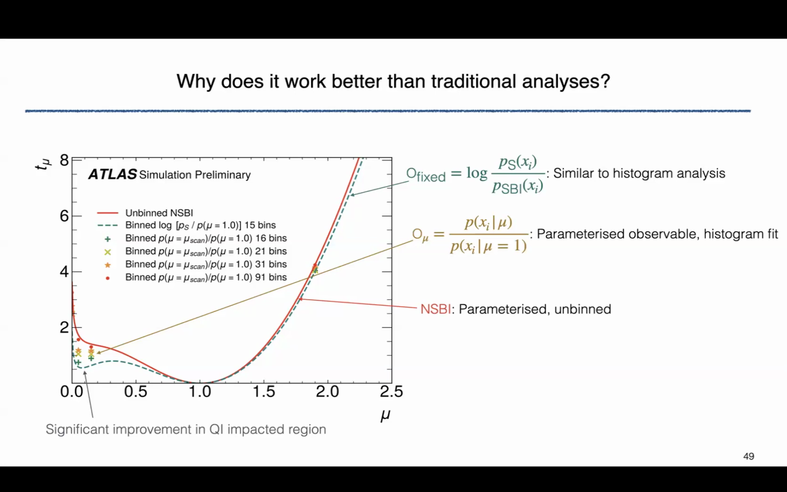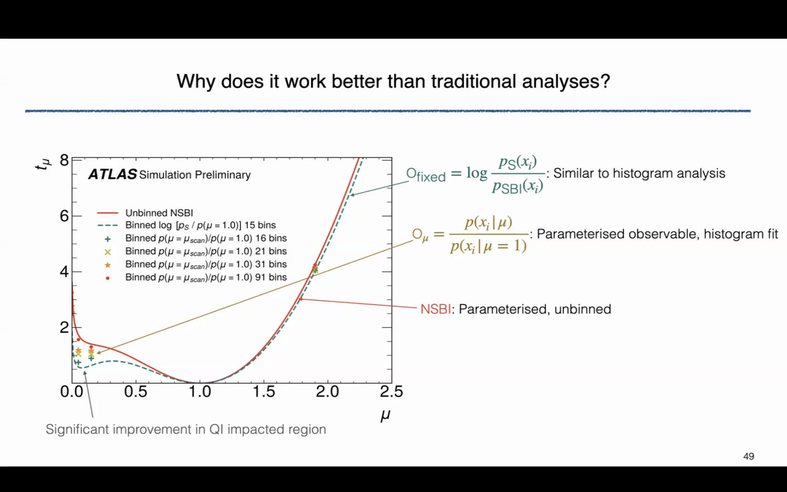So here we design the correct observable for each value of mu we're testing. So you can see here the green plus uses an appropriate observable, so it outperforms the histogram-based analysis, even though this is also still using a histogram to do the fit.